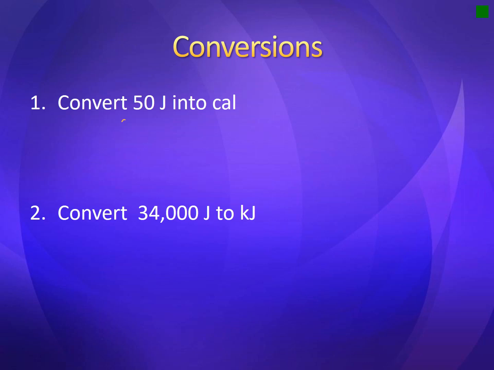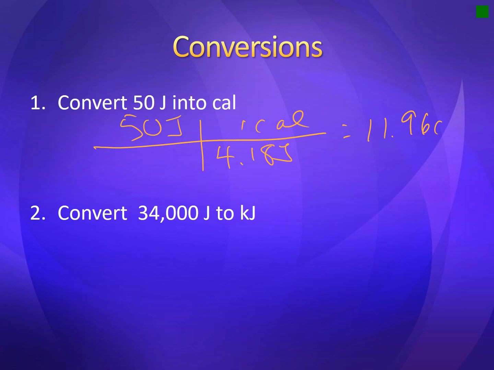All right, so let's do some conversions. First one is we're going to go from joules to calories. So I know that there's 4.18 joules for 1 little calorie. So when you multiply that out, you get 11.96 little calories. Rounded to the right number of sig figs, which would be 1, would be 10 calories.